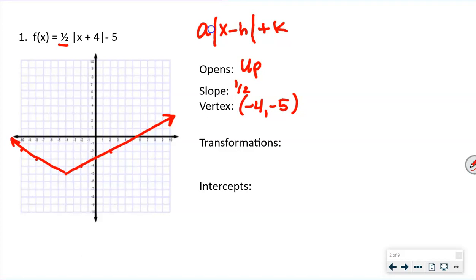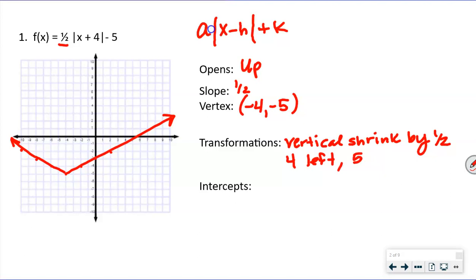So now if we talk about transformations, what does the 1/2 tell us? It tells us there's a vertical shrink by a factor of 1/2. Okay, then what does the positive 4 tell us? It tells us it's moving 4 left, because it really is a -4 because it's minus 4. And then the 5 tells us it's moving 5 down.